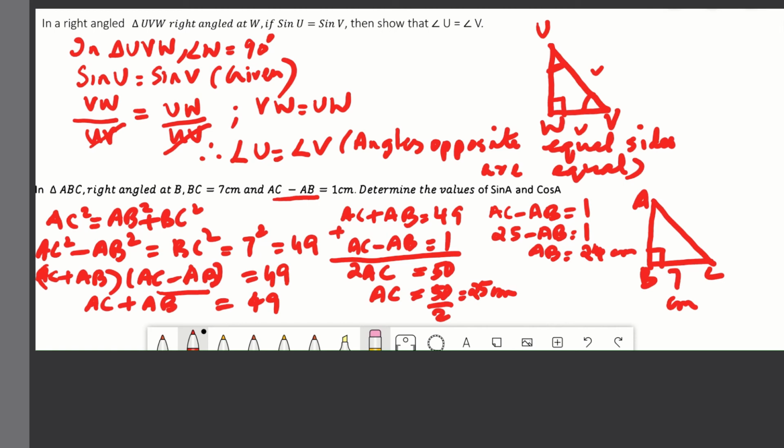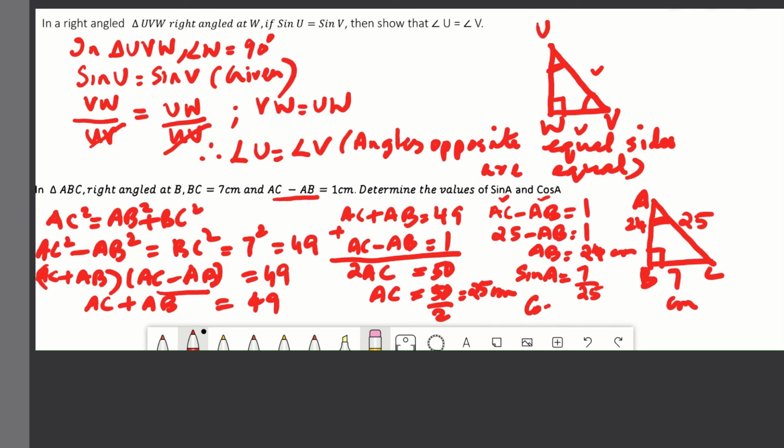Now using this we can easily find out. So I'm going to write here 24 and AC we got as 25. Using this, we can easily find the value of sin A and cos A. What is sin A? Sin A is equal to opposite. According to this angle, opposite side is BC, that is 7, divided by hypotenuse, that is AC, 25.